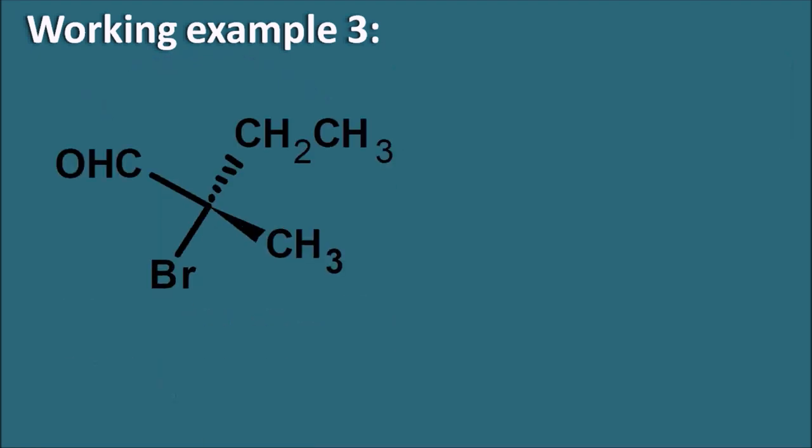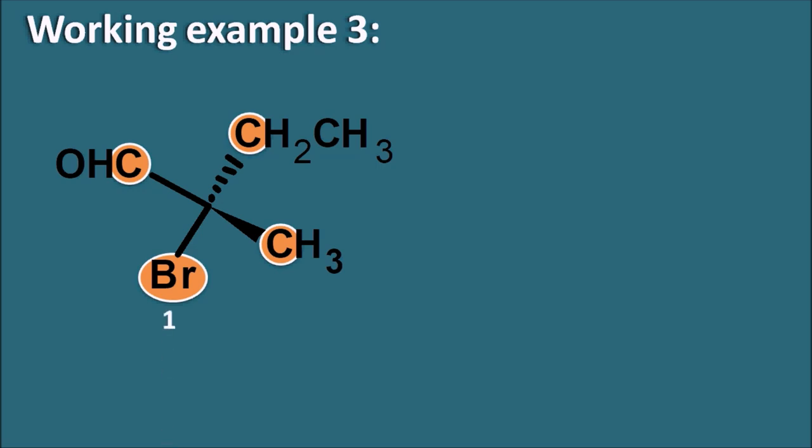Let us take another example. Now, again, we have taken the solid wedge and dashed line projection. Here, the stereoactive center is again attached to four different groups. One is the carbon of CH2CH3, another is the carbon of CH3, another is bromine, and the final one is the carbon of CHO. So again, the priority order is based on the higher atomic number. Bromine has the higher atomic number, so it should be given preference 1.